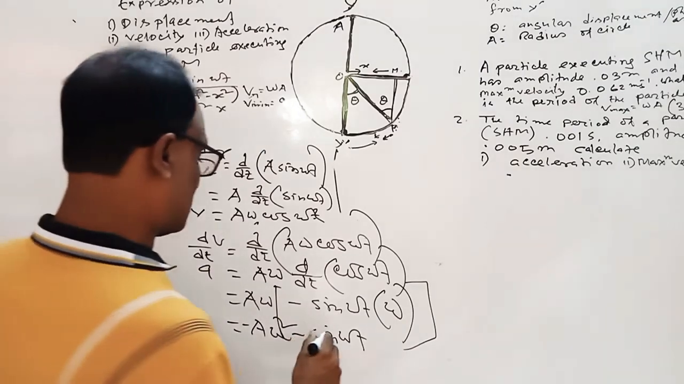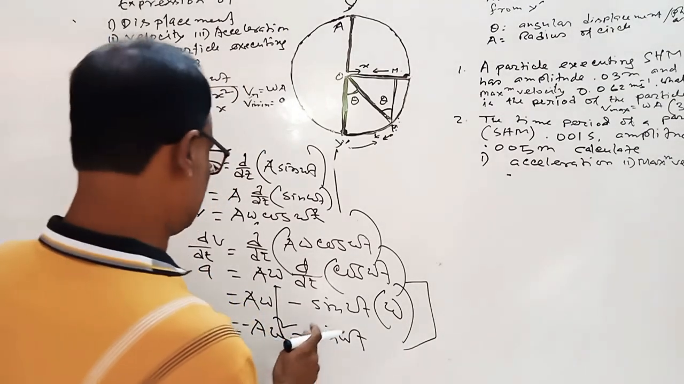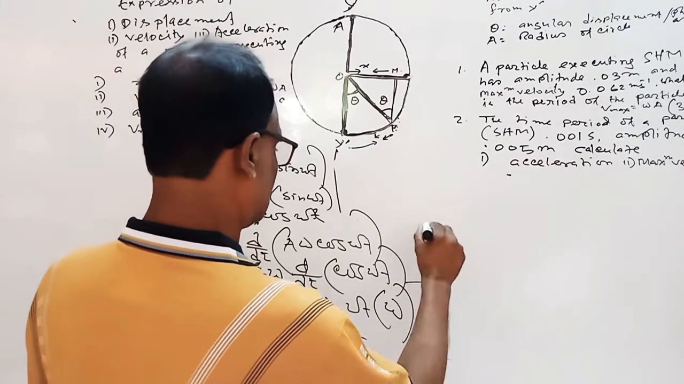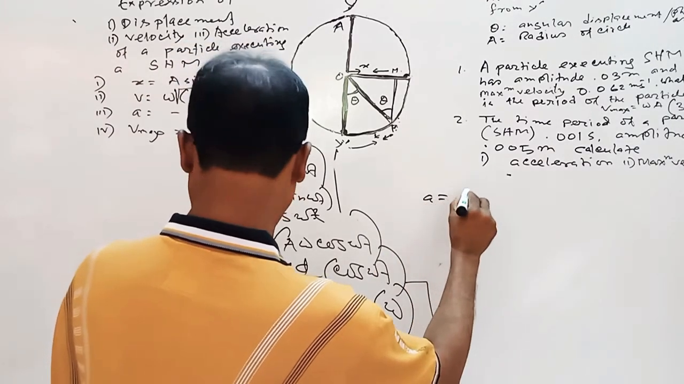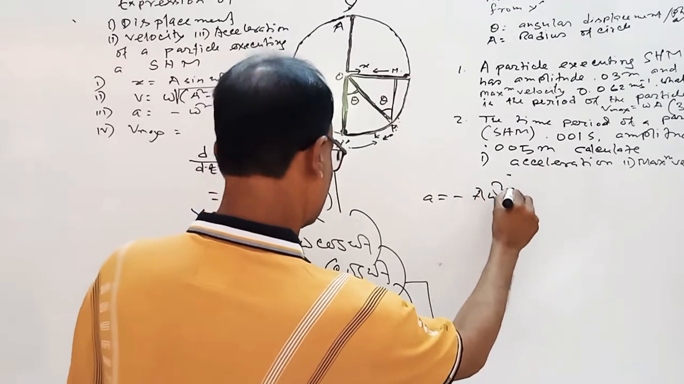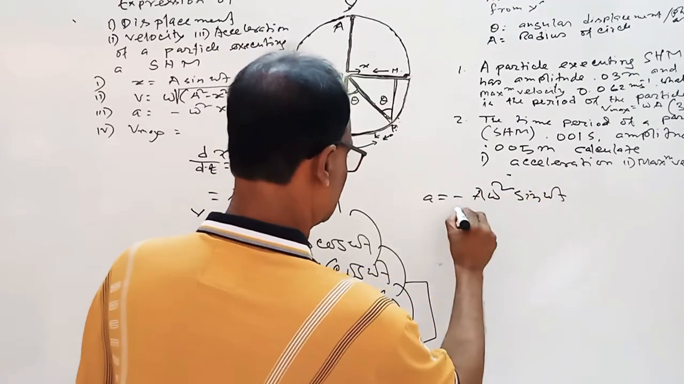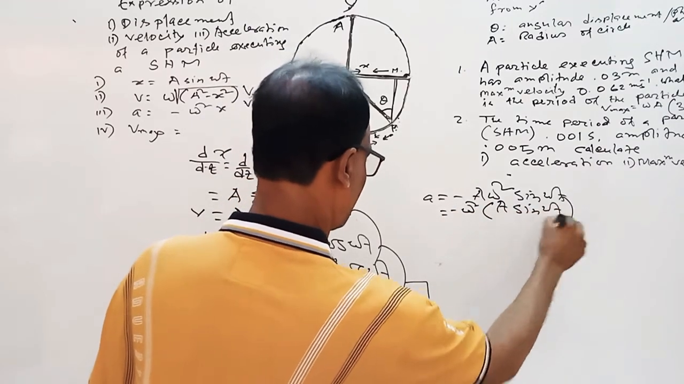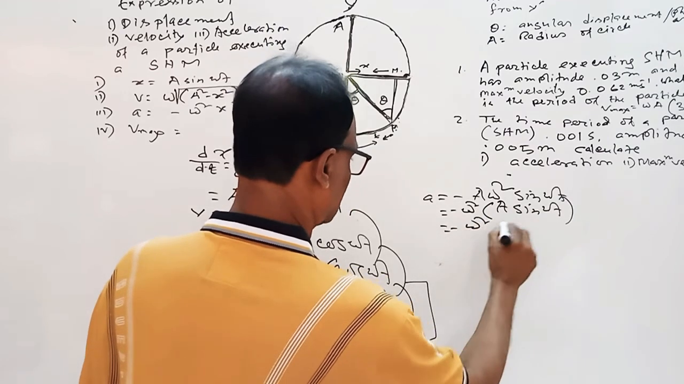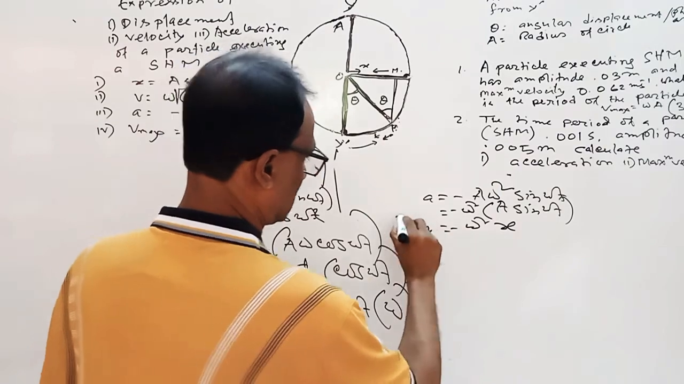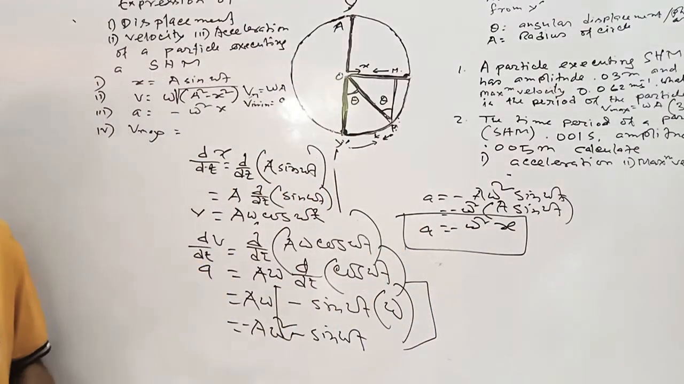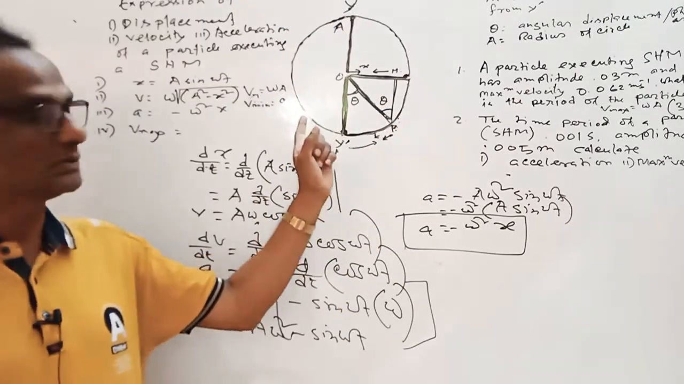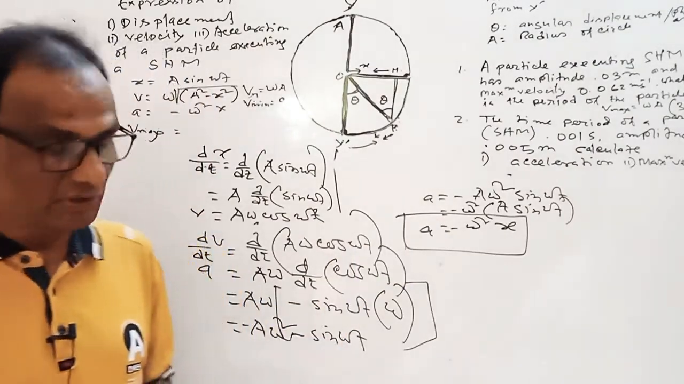So the acceleration of the particle is minus a omega square sine omega t, that is minus omega square a sine omega t, equal to minus omega square x. This is nothing but our x. So this is the acceleration of the particle which is moving around the circular path in a simple harmonic motion.